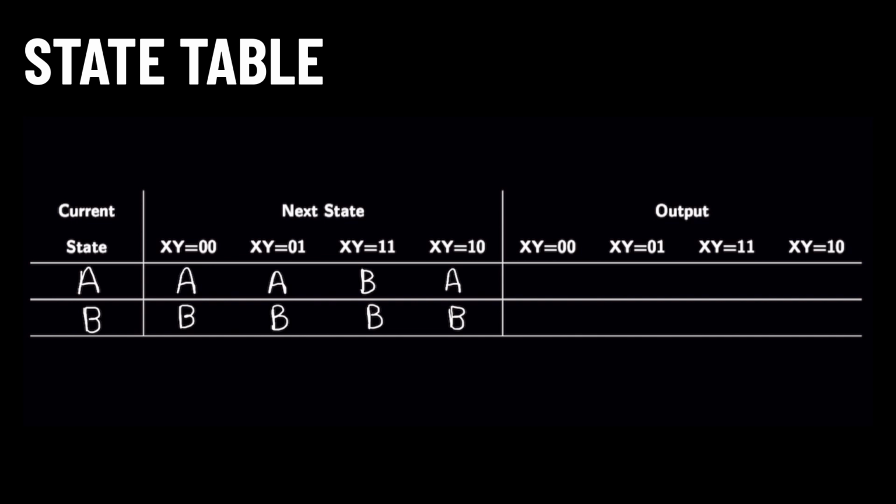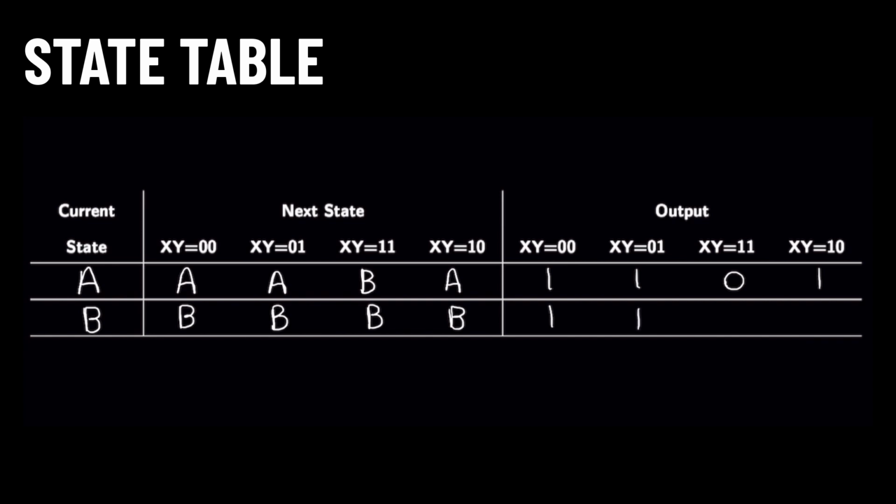Then, for each transition, consider the output value. There are now 4 output value columns because this is a Mealy machine and the output is a function of the input. If the current state is A and xy is either equal to 0, 0, 0, 1, or 1, 0, then t equals 1. If the current state is A and xy equals 1, 1, then t equals 0.